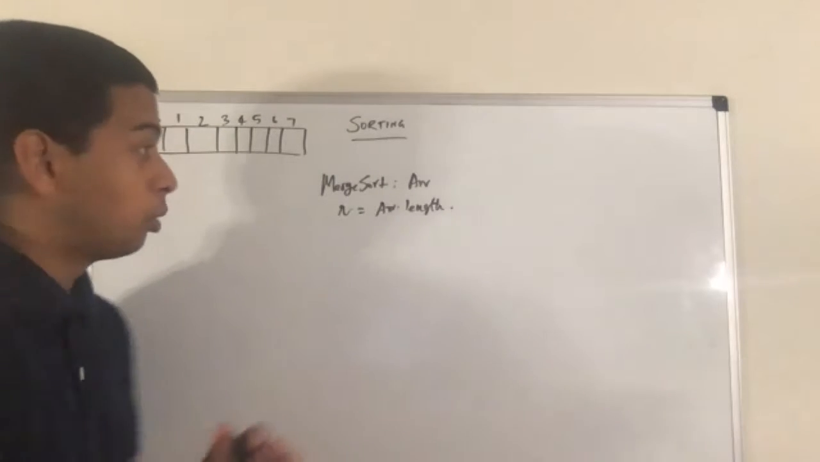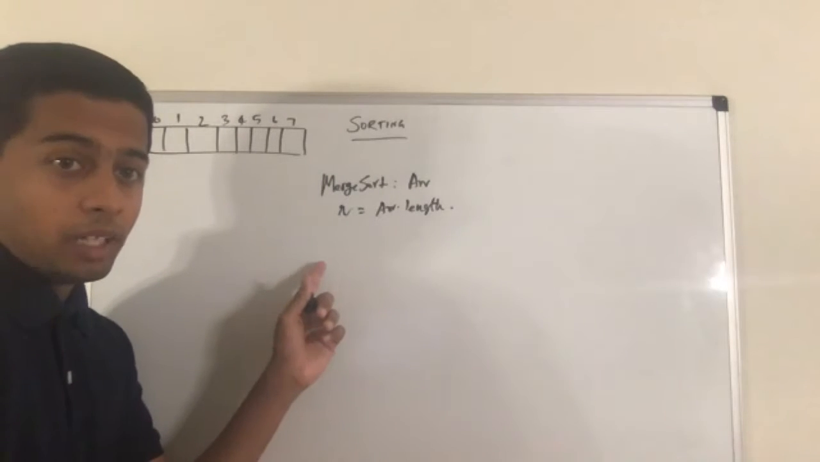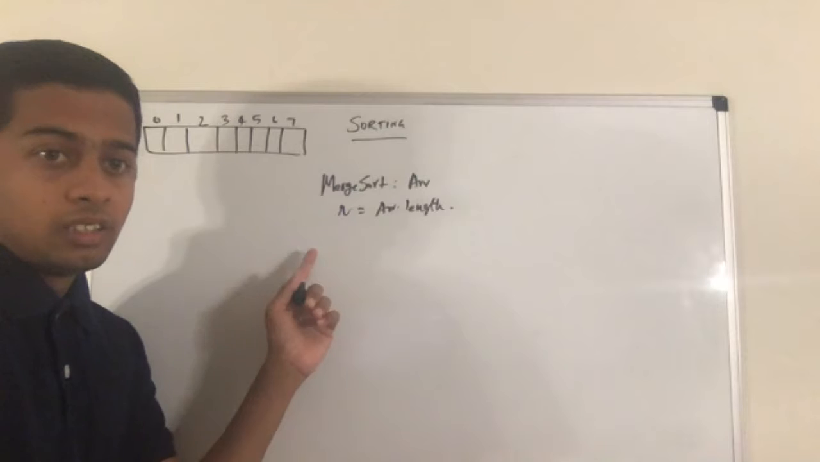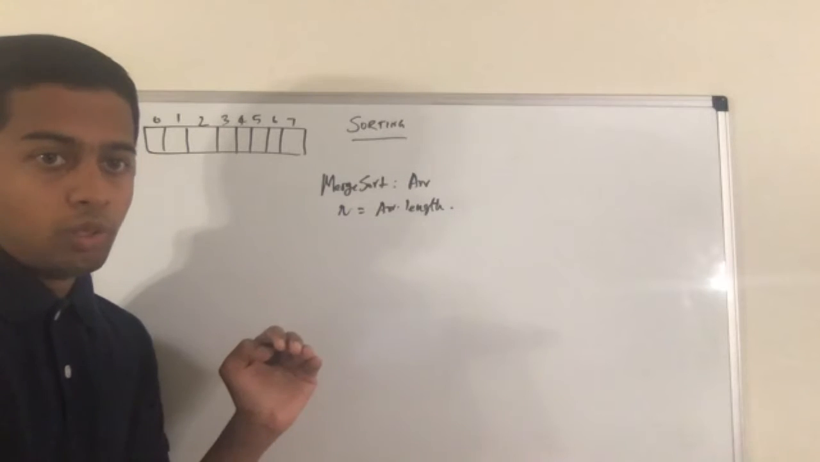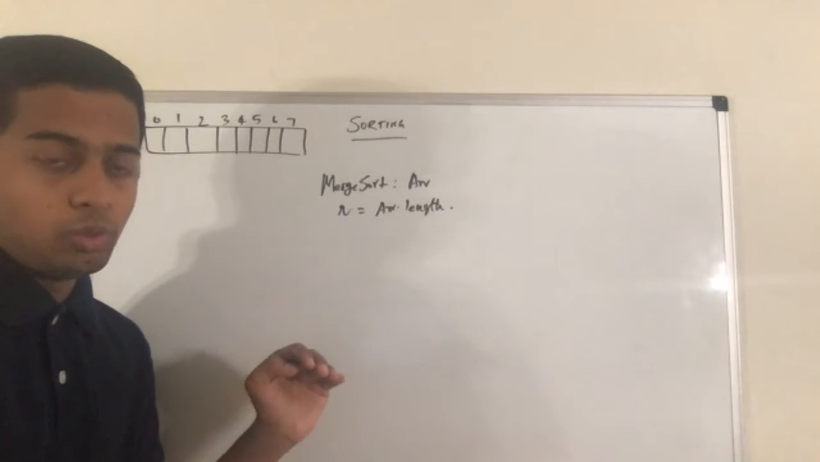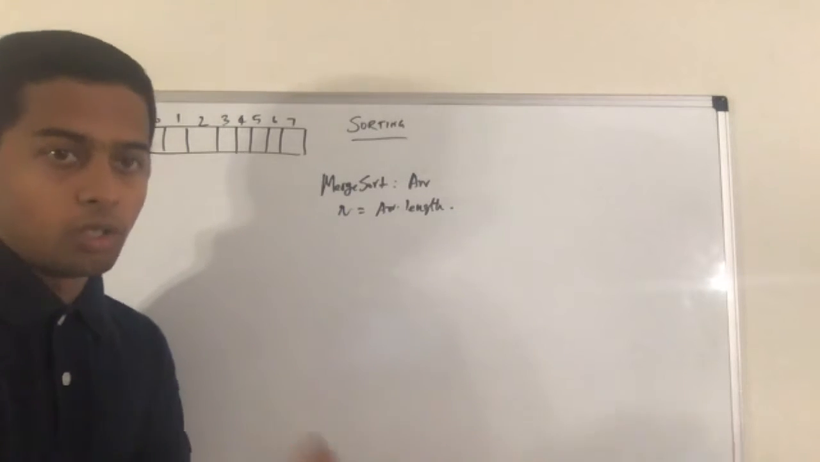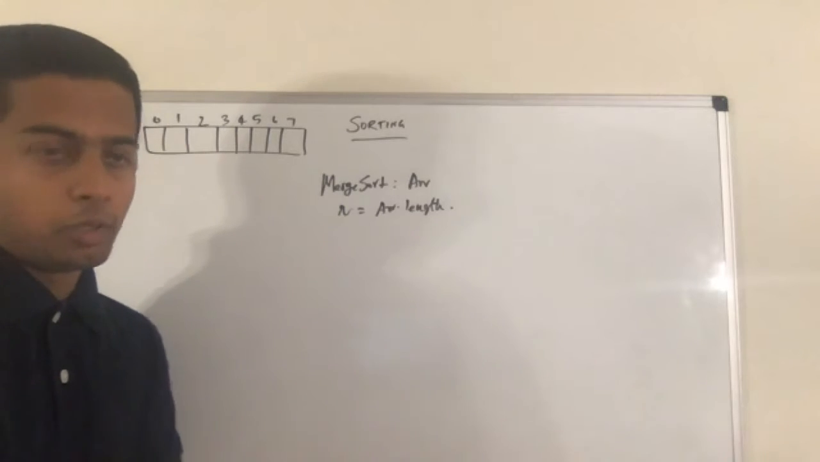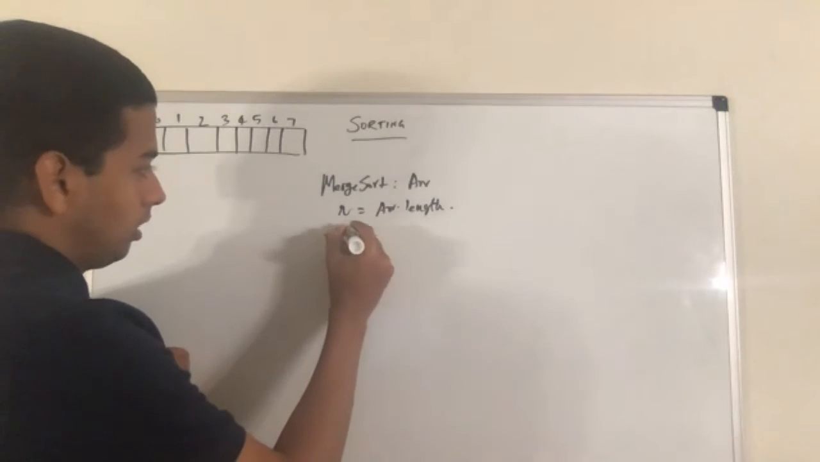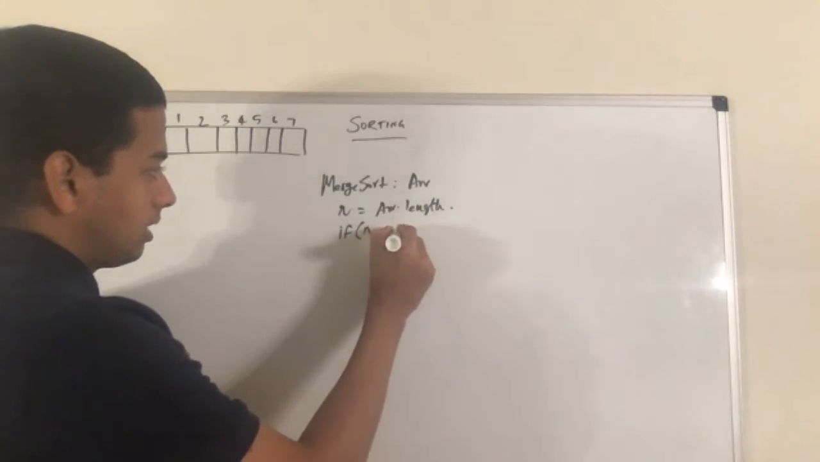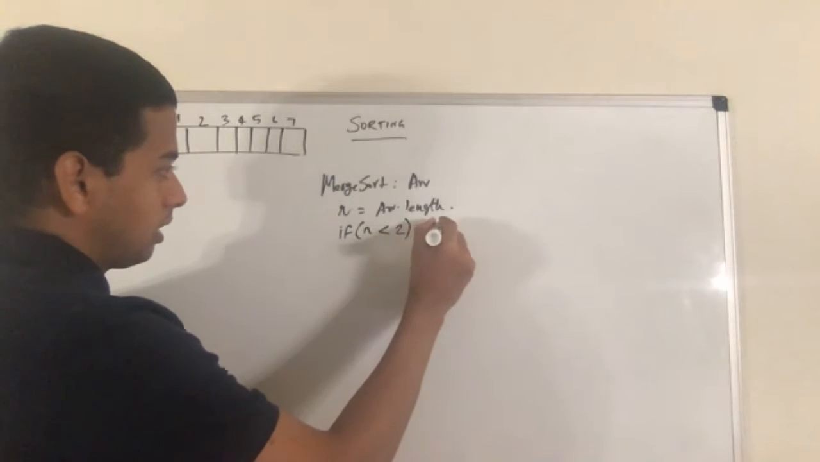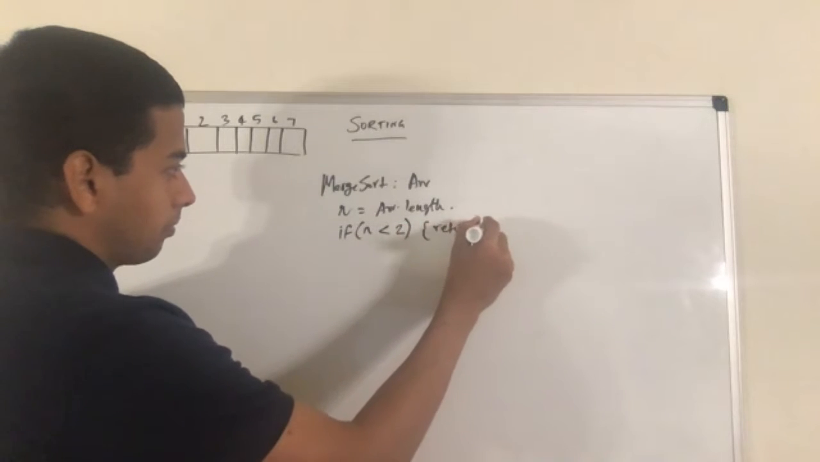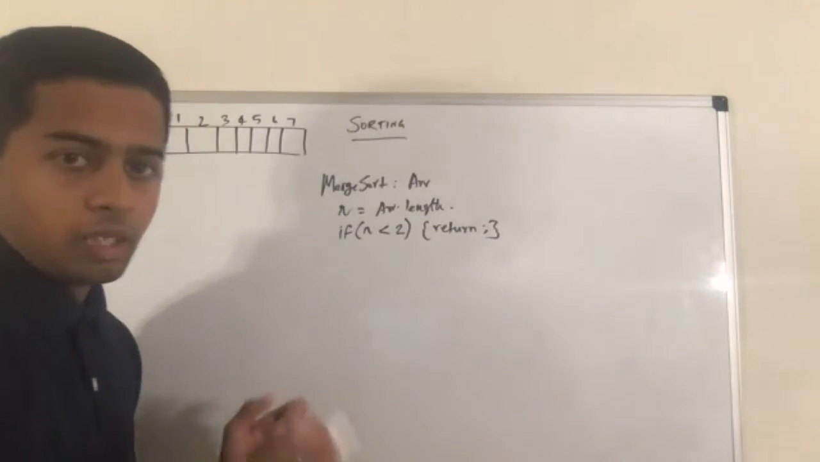Do you remember I told you when I should stop the partition? When the array size is lesser than 2, I should stop the partition, which means 1 or 0 or anything below that. So if n less than 2, simply return from my program.